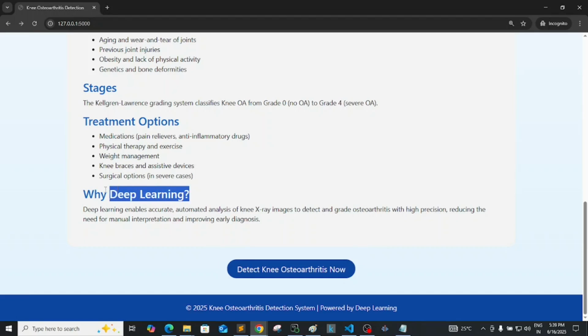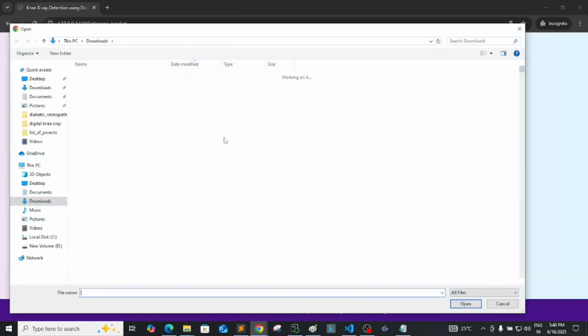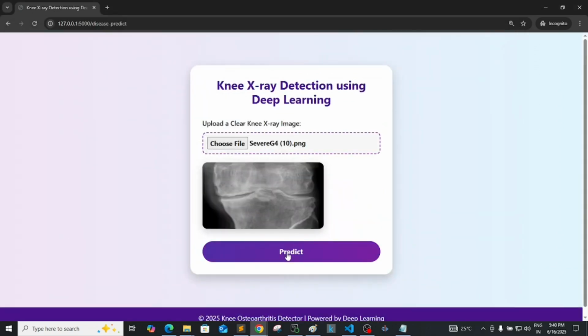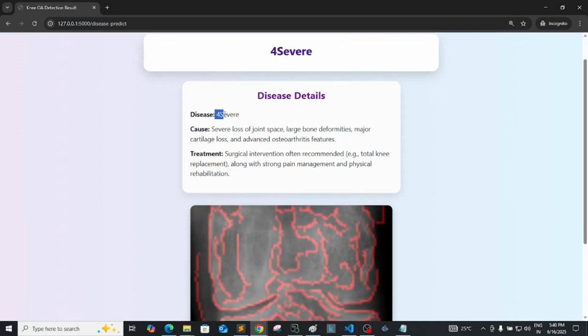Why only deep learning? Whenever the data are images, it's better to go with deep learning instead of machine learning, because deep learning can handle high dimensional data better than machine learning, because an image is 3-dimensional data. You can click here and choose a file, whatever scan images you have. Let me take the severe image and upload it here.